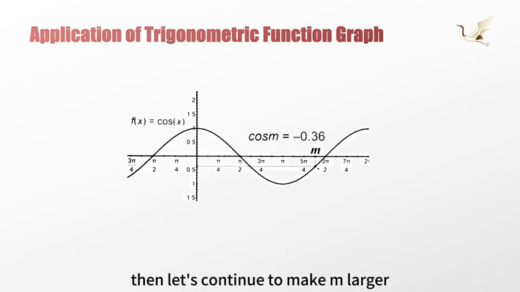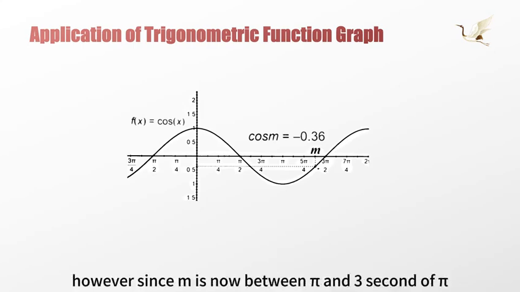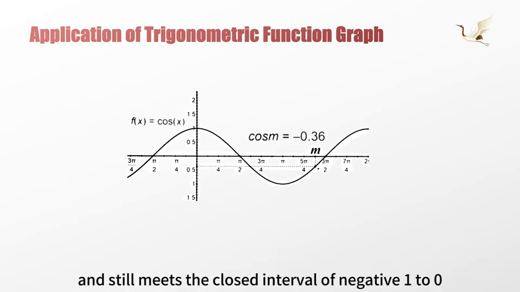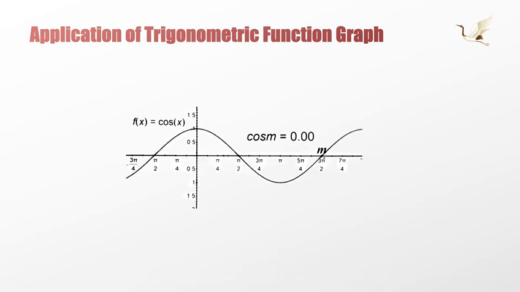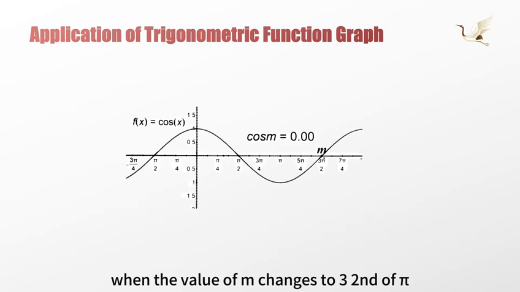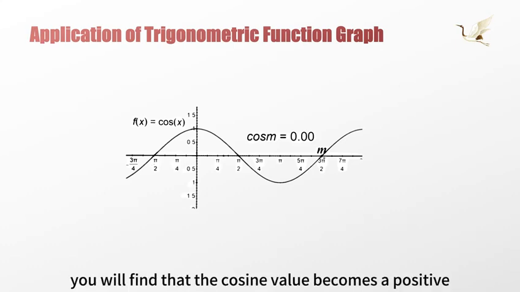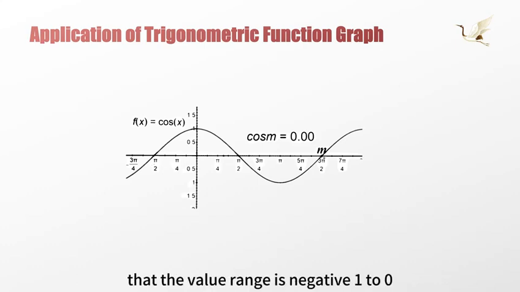Then let's continue to make m larger and see what happens to the value range. As m becomes larger, the minimum value from half pi to m is still -1. However, since m is now between pi and 3/2 of pi, the cosine value at this time is still negative and still meets the closed interval of -1 to 0. We continue to make the value of m larger. When the value of m changes to 3/2 of pi, at this time, the function value becomes 0. If the value of m continues to increase, you will find that the cosine value becomes a positive number, which does not meet the situation that the value range is -1 to 0.